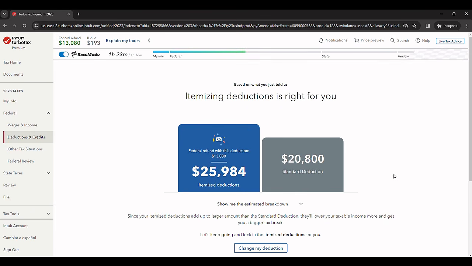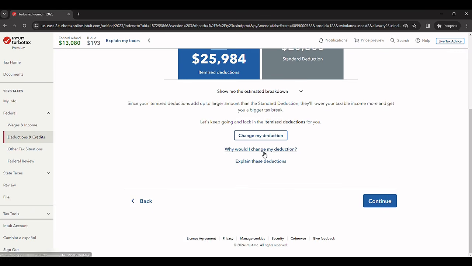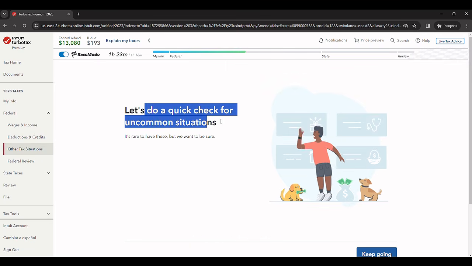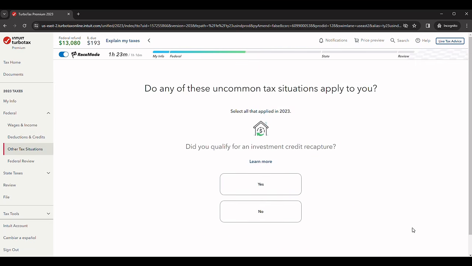Did they tell us the price? How much it's going to cost us to file? Not yet. All right, we're going to continue. Let's do a quick check. Okay, let's do it. Keep going.